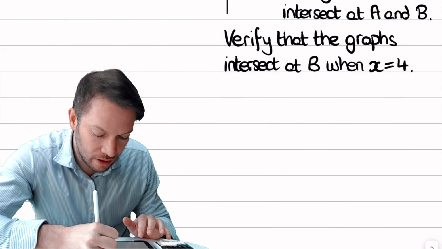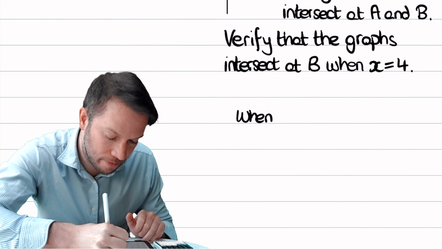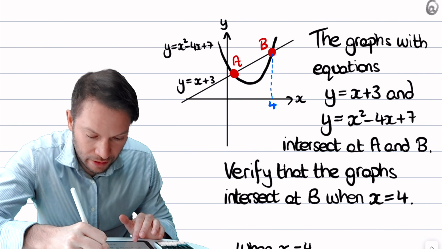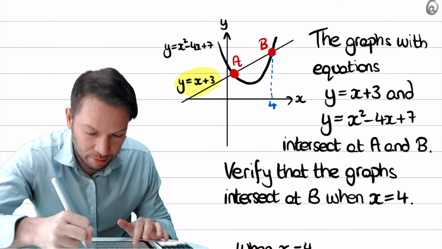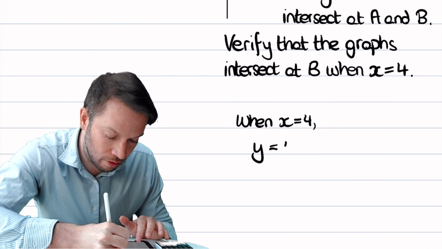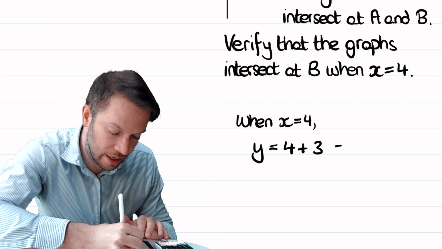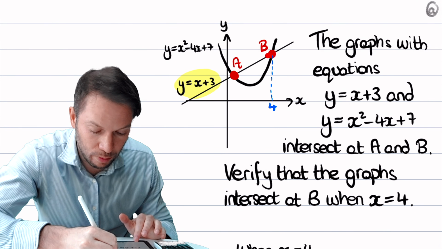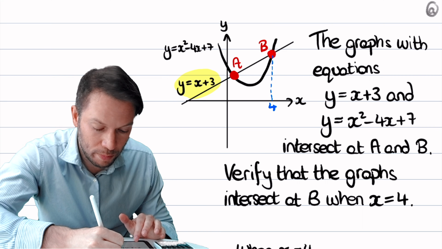So let's do that. When x is equal to 4, what about this first equation here? y equals x plus 3. So y is equal to the x value of 4 plus 3, and that is equal to 7. So we know the point B, if it was just on the straight line, would be (4, 7).